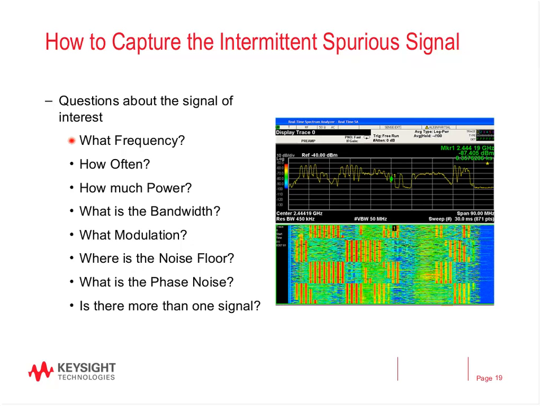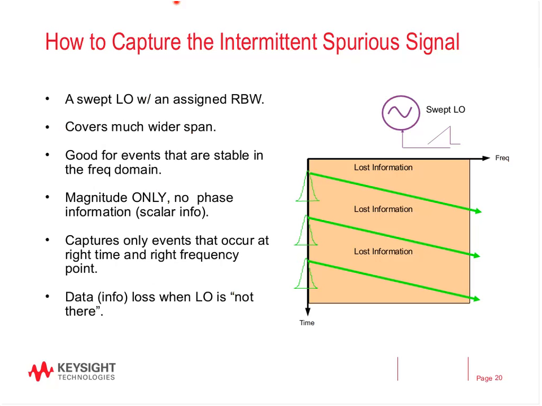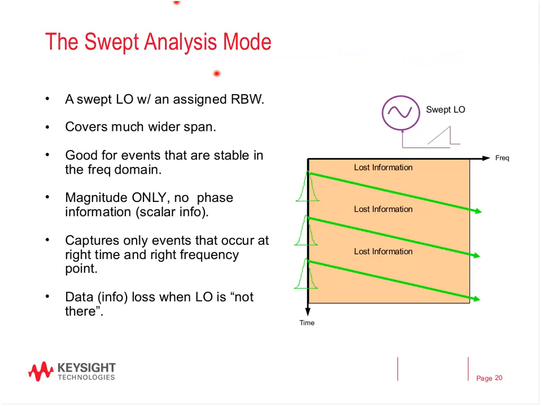But some of the things you've got to be asking yourself is, if you think you're going to have intermittent spurs, where is it going to be? Do you have any idea of how often it shows up? If you do, that can help you set up your test more appropriately. How large is the signal? Any bandwidth or modulation types? The noise floor? The more you know about the signal, the more you can tailor and optimize this digital IF processing. Okay, so one of the advantages of a wideband IF is you don't have to sweep the analyzer.